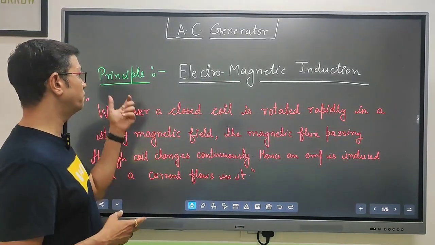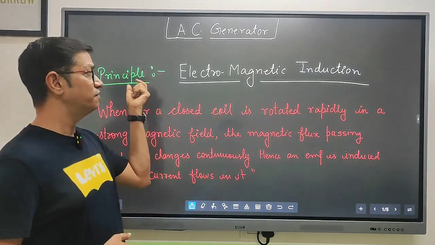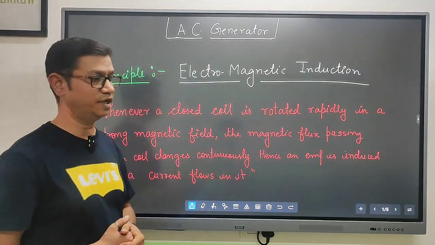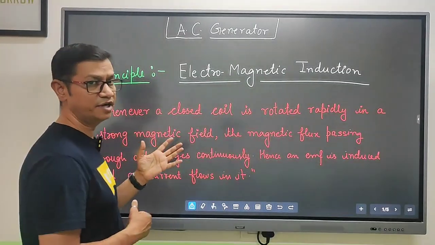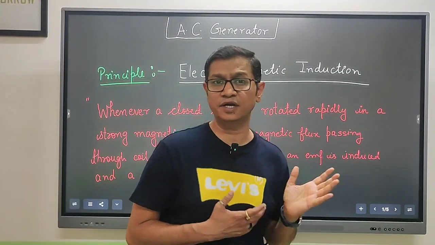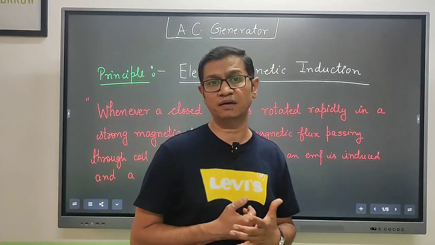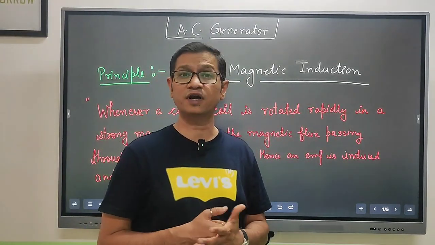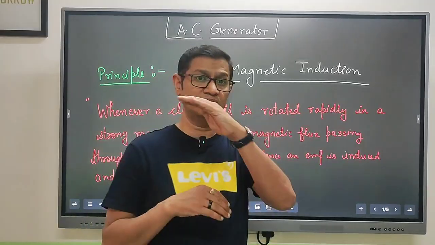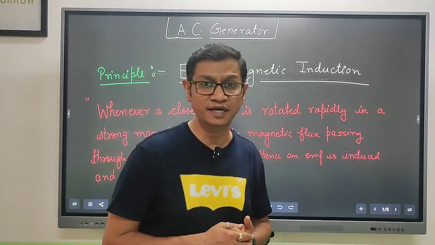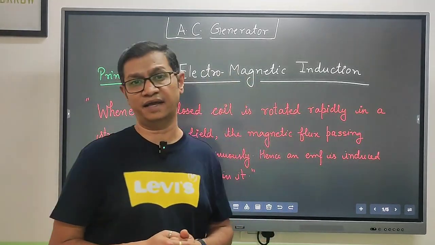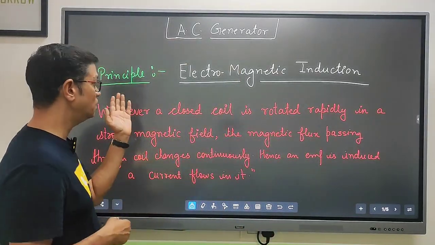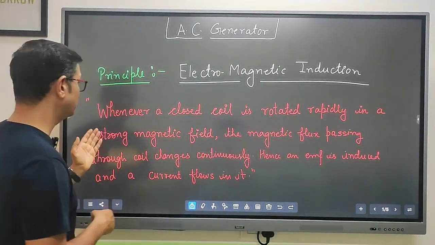Okay, so we start with the principle. An AC generator works with the principle of electromagnetic induction. What is the purpose of an AC generator? Its purpose, as its name suggests, is to generate current, EMF, but the kind of current or EMF it generates is not direct. It generates alternating current or alternating EMF, which we'll understand when we derive the expression. So the principle is electromagnetic induction.